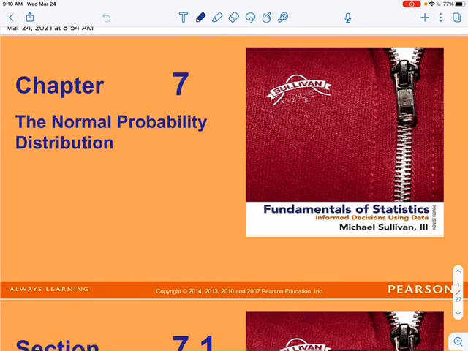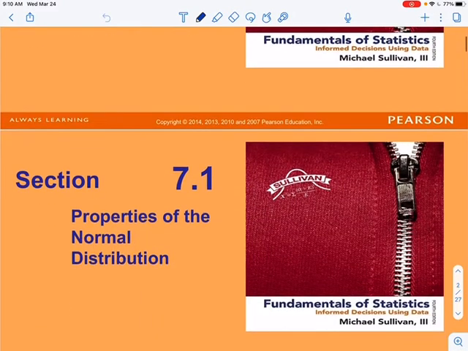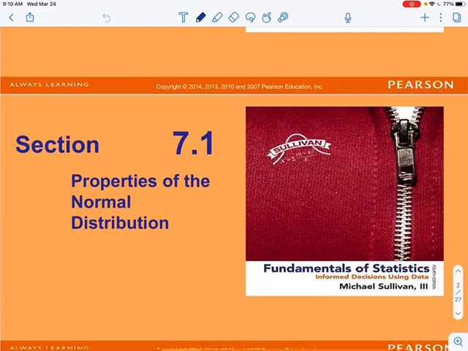I think as you're watching the video, you're going to find it straightforward, and then maybe as you go to do the questions, you might get a little confused. So again, you can just go back and rewatch. And so chapter 7 is all about the normal probability distribution. And 7.1 is called properties of the normal distribution.